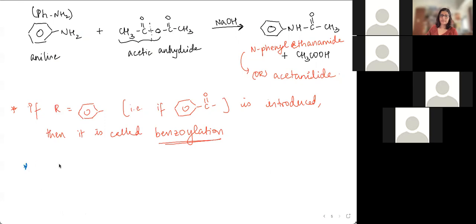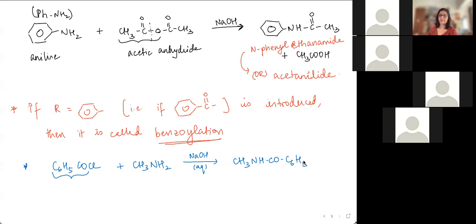Within this, suppose you have C6H5COCl plus CH3NH2, in the presence of NaOH, yes, because you need a strong base. You're introducing this particular benzoyl group, so you end up getting CH3NHCOC6H5 plus HCl. So this particular reaction is called the Schotten-Baumann reaction.